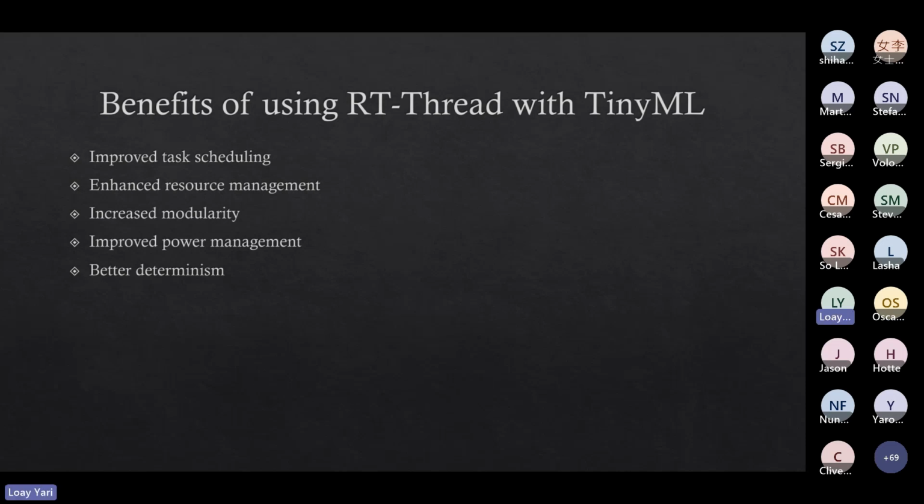Also, we will have enhanced resource management. RT-Thread allows for more sophisticated resource management, enabling optimal use of the available CPU, memory, and other resources. It can manage system resources and hardware, allowing tasks to share these resources effectively and avoid potential conflicts. This is especially beneficial in a TinyML scenario, where resources are often limited.